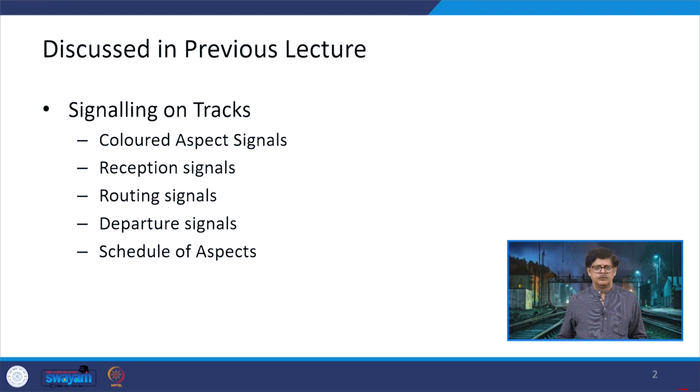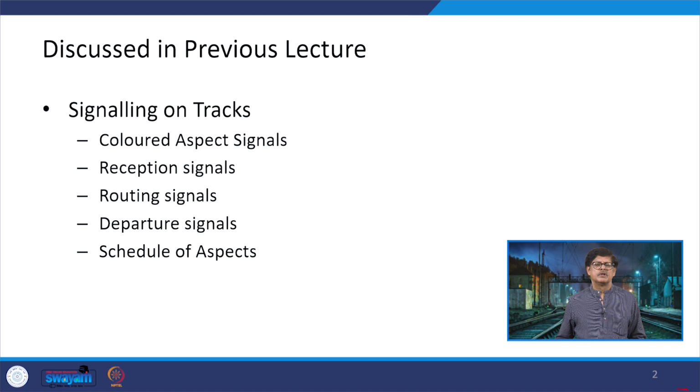Dear students and participants on the course on railway engineering, we are back with a discussion on the signaling. In the previous lecture, we talked about the color aspect signals, and then we had taken up some specific signals which are used so as to receive a train on the station or within the station limits. We talked about the routing signals, and then we also talked about the departure signals.